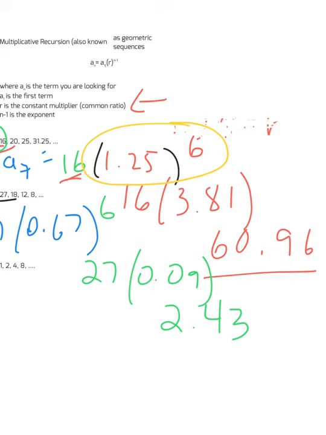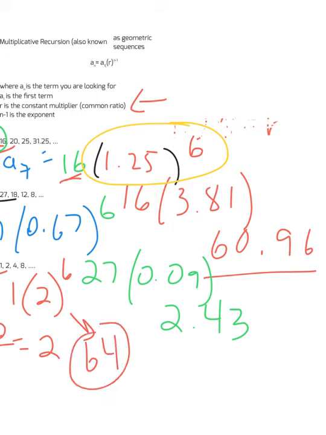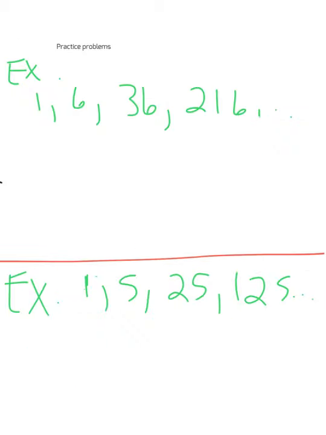Okay, so now we are going to look at the first two terms. 2 divided by 1 is 2. Your first term is 1. 2 raised to the sixth power. 2 to the sixth power is 64, times 1 is 64. Sorry, this is a little crammed in here. Now we're going to go to the next page, and I have some practice problems for you to do there.